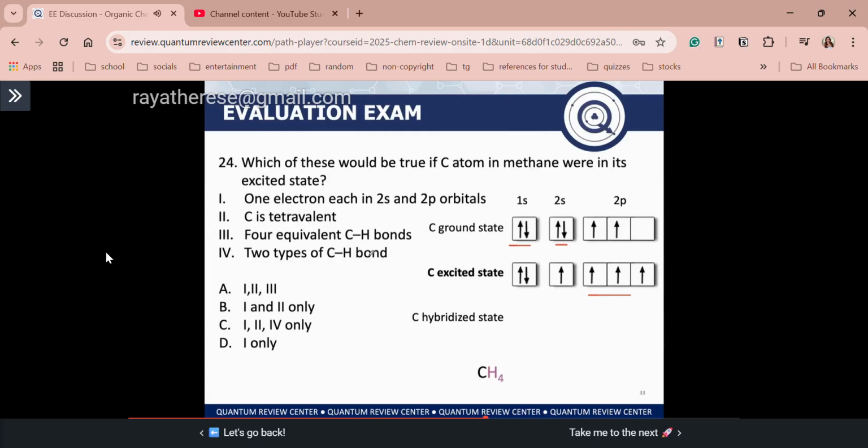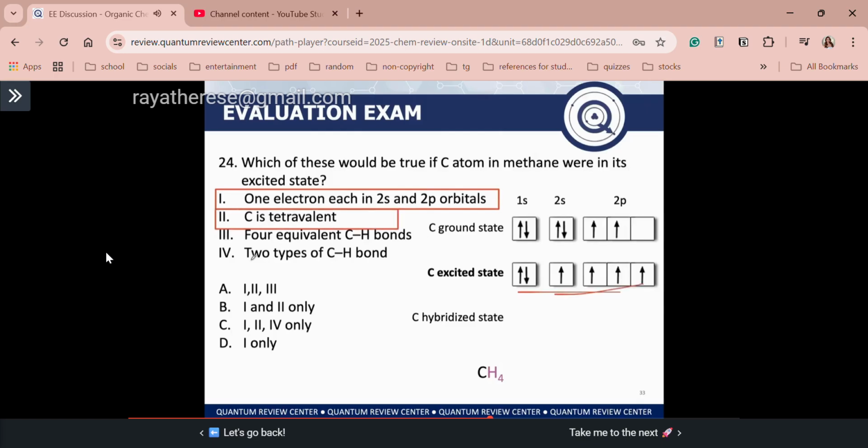Okay, so here, let's now discuss this particular concept. One electron each in 2s and 2p orbitals. So that's correct. Again, class, this is upon excitation. Number 2, C is tetravalent. So this is still true even upon excitation because again, carbon is a strict follower ng octet rule, hindi naman po magbabago yung number ng valence electron in our bonding region. We still have 4 electrons.